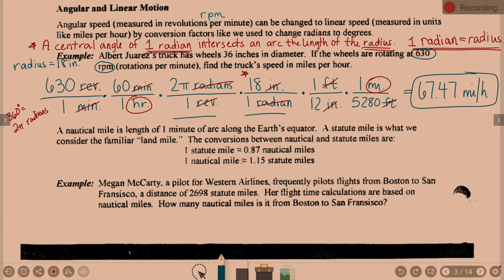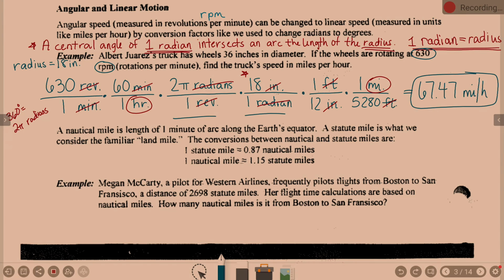We have a conversion unit here, or actually 2 conversion units, for nautical miles and statute miles. A nautical mile is the length of 1 minute of arc along the Earth's equator. A statute mile is what we talk about. How many miles do you live from school? That's the statute mile, the familiar land mile. So the conversions between nautical and statute miles.